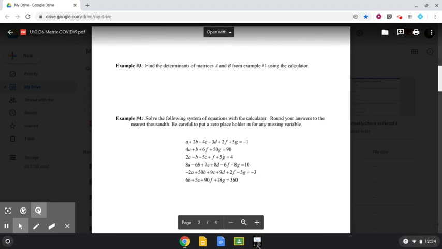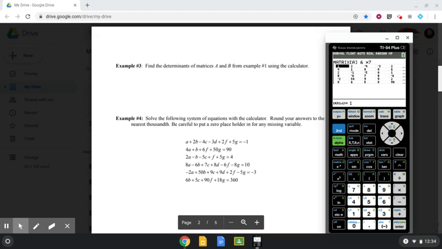So the thing to worry about when you input number 4, the directions say, solve the following systems of equations with your calculator, round your answer to the nearest thousandth, and be careful to put a 0 placeholder for any missing value. So if we count the number of rows, there are 6 equations, and there are the letters A, B, C, D. None of these have E, so we're not going to count that. We're up to 4 so far. F, G, and if we're going to do the augmented matrix, we also want the solution column. So we have a total of 7 columns.